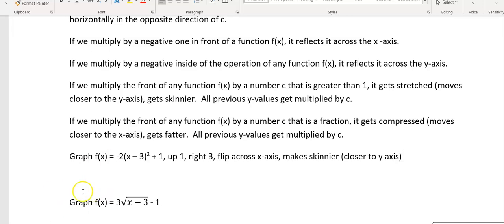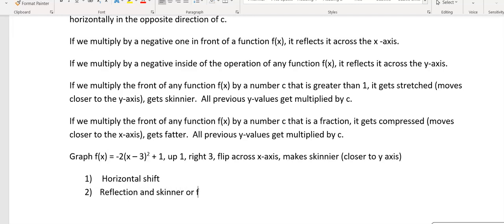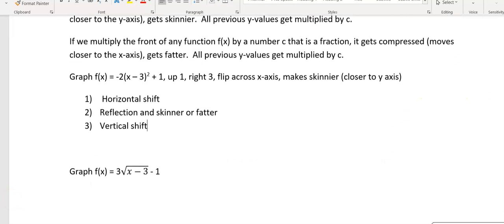Now, you can do these in steps, and it's important that you do them in a certain order. The first thing you should always do is your horizontal shift. Second thing you should do is your reflection, and skinnier or fatter, so compression or stretching. And then the last thing you should do is your vertical shift. All right, so let's do our horizontal shift.